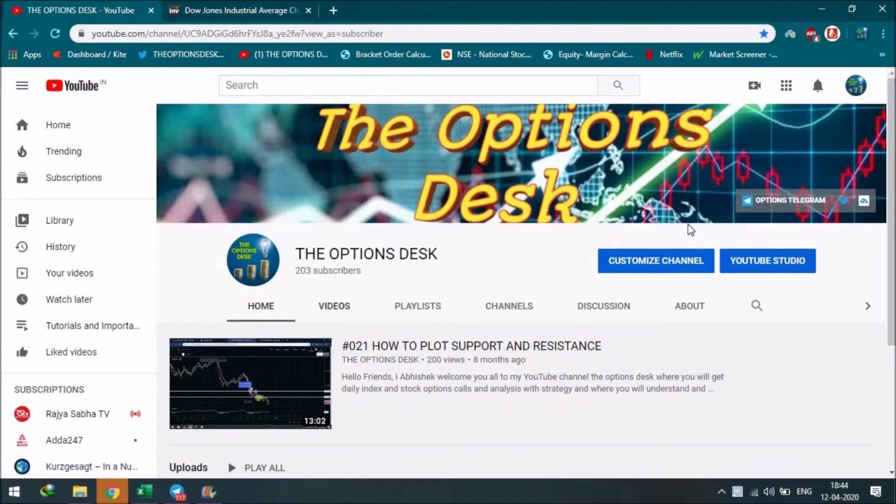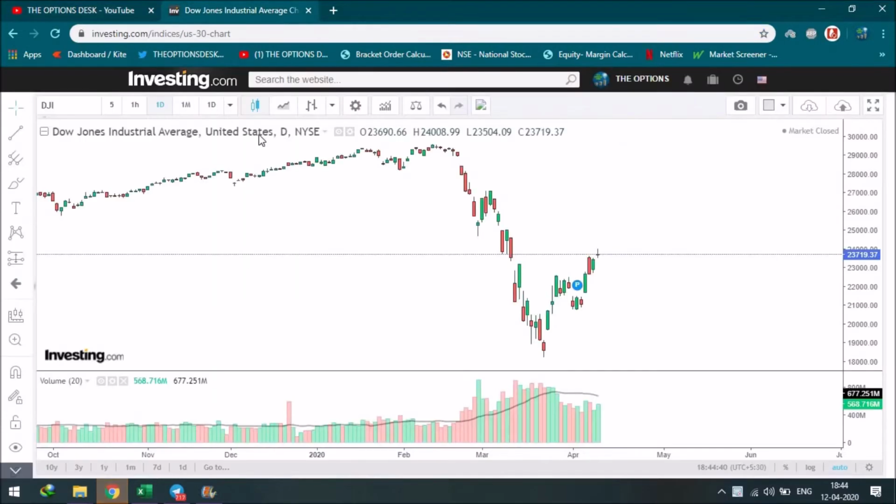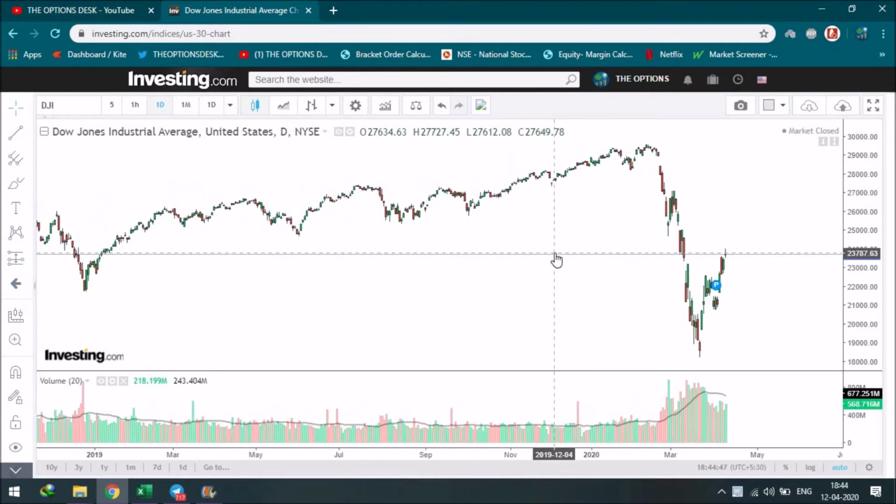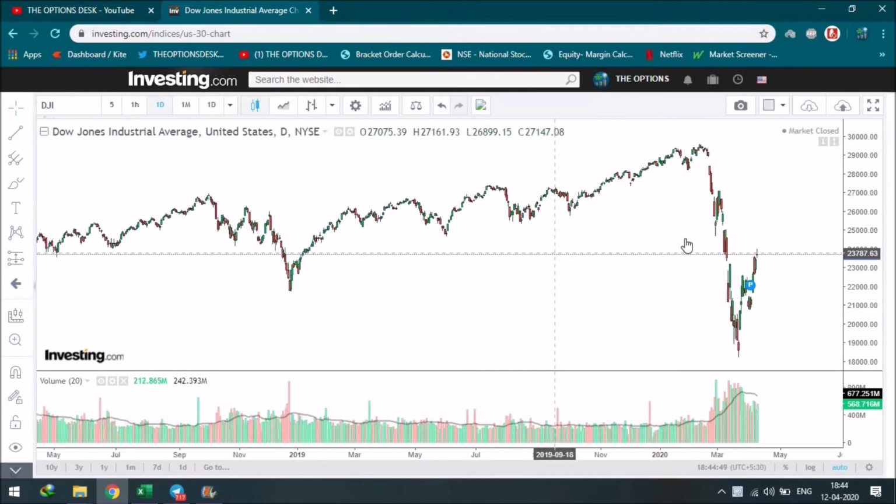So today we are going to analyze the DJIA, the Dow Jones Industrial Average, as today is Sunday and the markets will open tomorrow on Monday, that is 13th of April 2020. As you can see, it is the timing currently in IST and the market will open at 7 p.m. IST. The American market was open and the DJIA is the American market's main index. So now let's analyze the support and resistance.